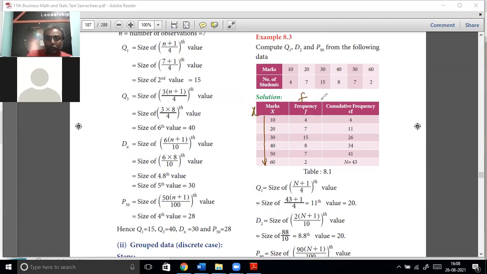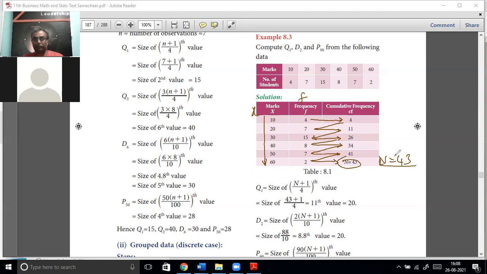Now, what do you have to do? Cumulative frequency. 4, first time 4. 4 plus 7, 11. 11 plus 15, 26. 26 plus 8, 34. 34 plus 7, 41. 41 plus 2, 43. So, N is 43. That you found out.